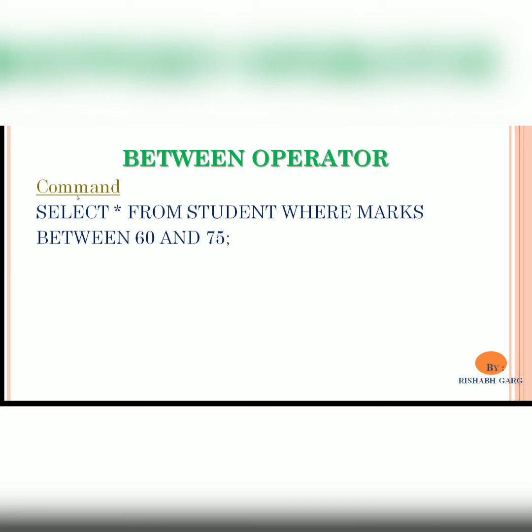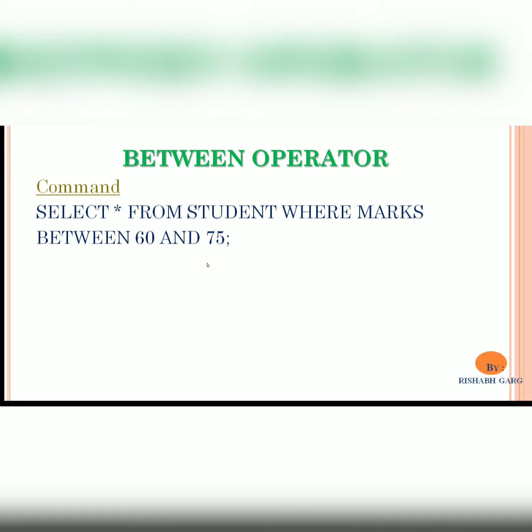First we will write the select statement. For entire record we will use the star. Then after we will use the from keyword. After that we will use the table name, that is student. Then after we will use the where clause along with the condition, that is marks between 60 and 75. And at last we will use the semicolon for terminating our command.